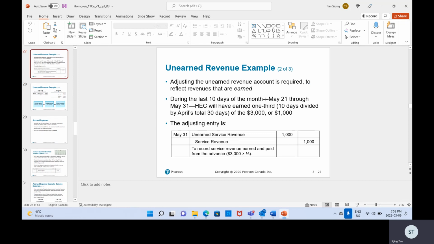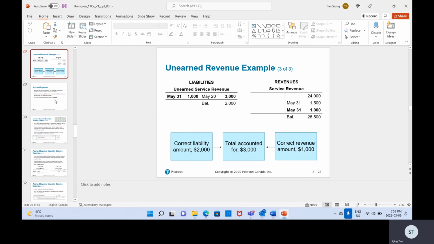Now, during the last 10 days of the month, HEC earned 1/3 of $3,000. So $1,000 has been earned. We already delivered a partial of the project. So we need to recognize that unearned revenue, $1,000. Now our unearned revenue decreased $1,000 because the liability decreased, and our service revenue increased. We put it onto credit, this is $1,000. So this is how this adjusting entry shows at the end of the period.